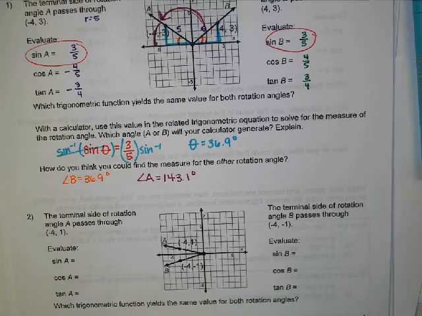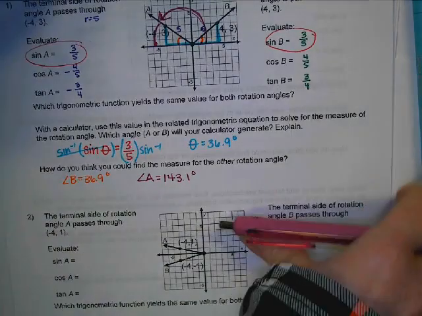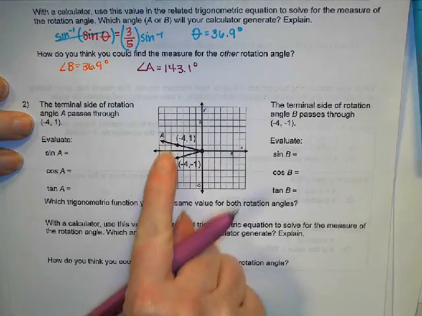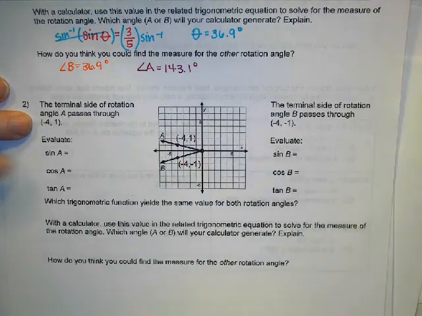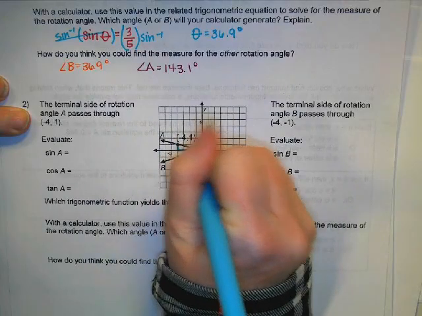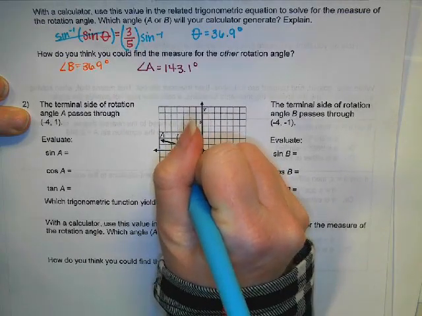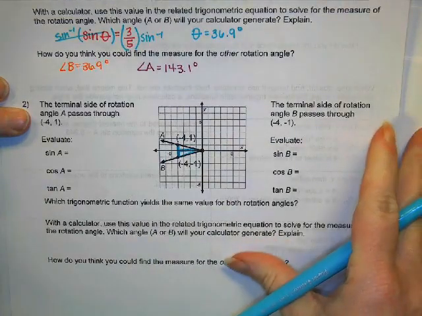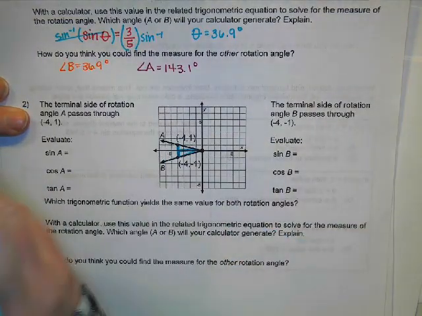So I've got the terminal side passing through (-4, 1) and passing through (-4, -1). So I got two little triangles here, this little triangle and this little triangle. Unlike number 1, they were not nice this time. It is not a Pythagorean triple. So I need to find my radius.